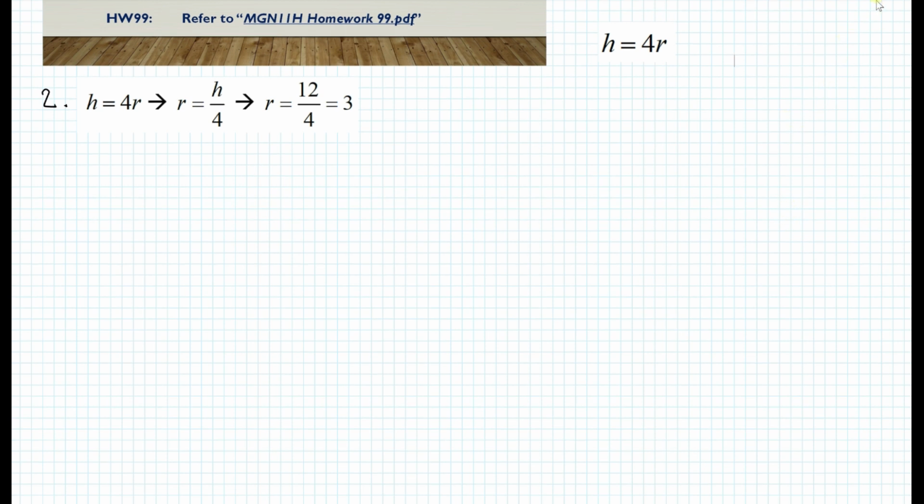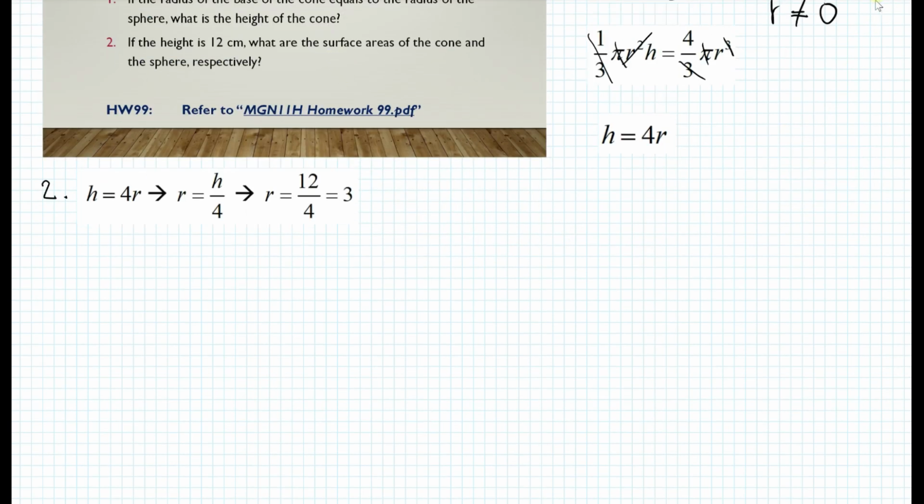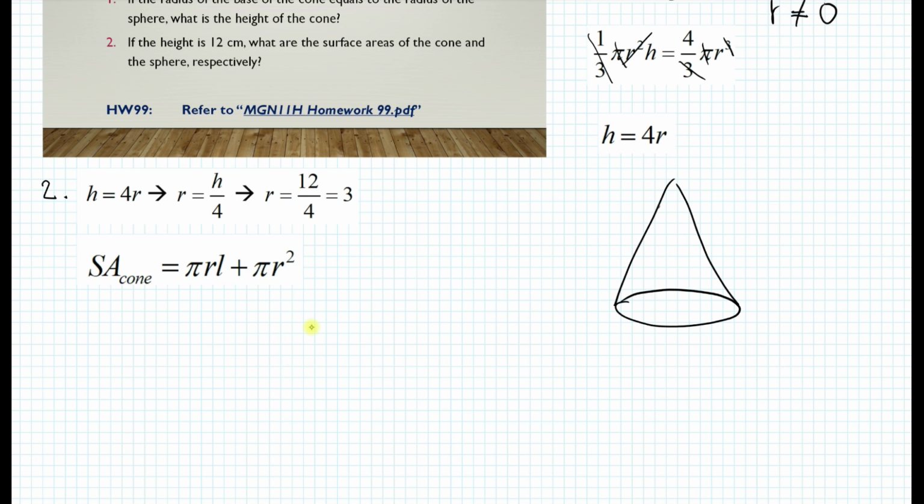Okay, so now we can use that 3 centimeters to find, first, the surface area of the cone. We know that the surface area of the cone is pi r l plus pi r squared. You can tell the l is not given. As you remember, l is the slant height of the cone. So basically, let's say you have a cone like this. Let me draw this out. This is the height of the cone. Let's call it h. We know that h in this case is 12 centimeters. We know the radius of the cone, so let me write this here: r equal to 3 centimeters.